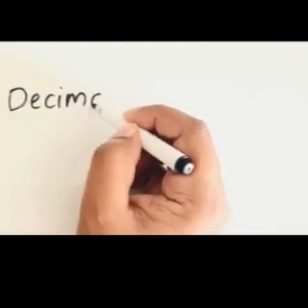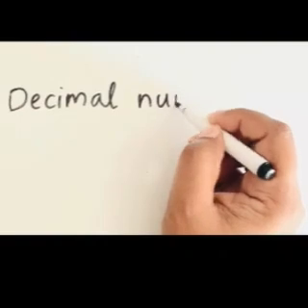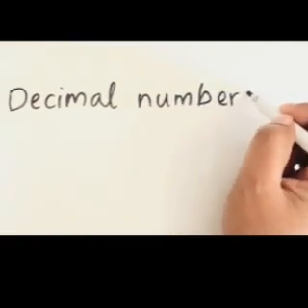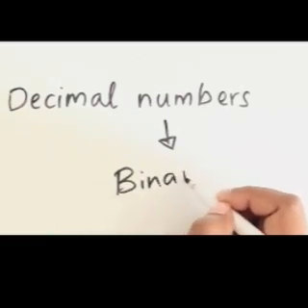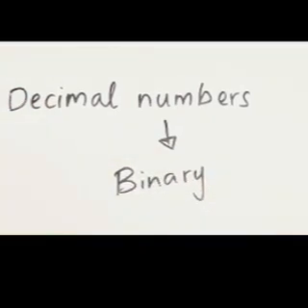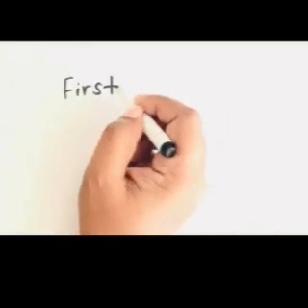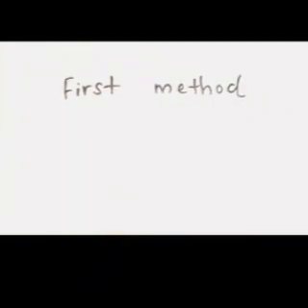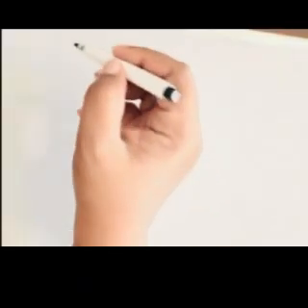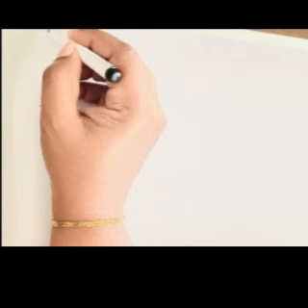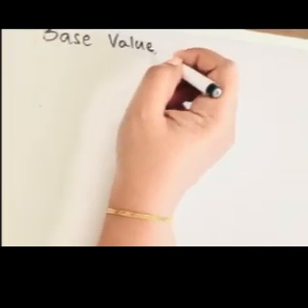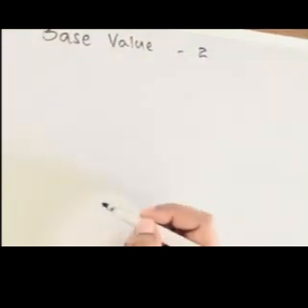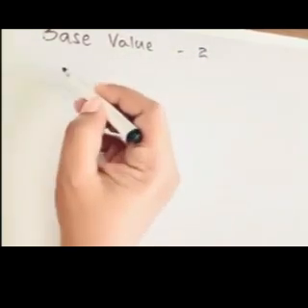First of all, we'll see how to convert decimal numbers into binary. There are actually two methods to convert decimal numbers into binary, so we will go through both of these methods. I will start with the first method. You take the binary base value, which is 2. Now you are going to divide the decimal number by this base value.